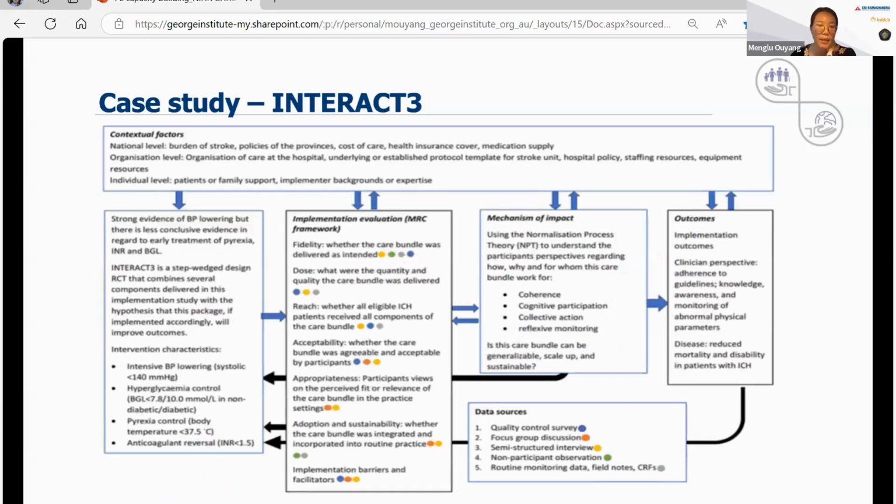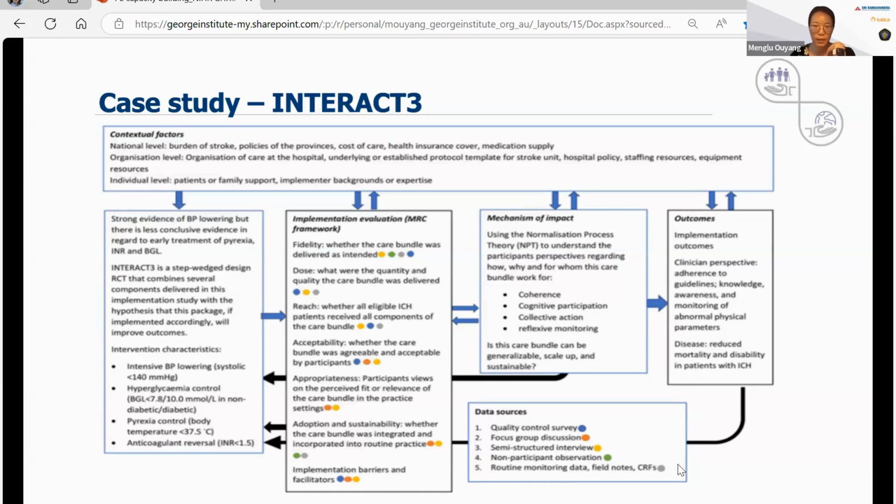And this is, we used MRC frameworks to better summarize how we collected the data for different types of implementation outcomes we're looking at, and also how the outcomes are being measured and how they can then be explained.